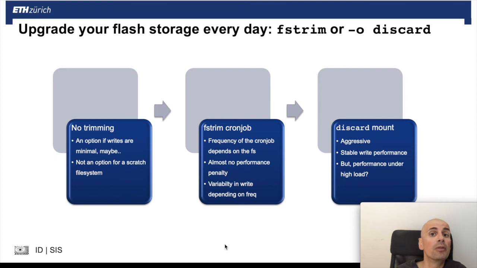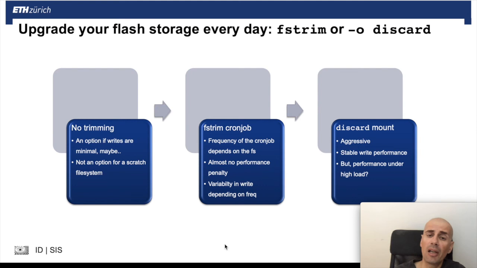Because not trimming your file system, I guess it might be an option, but only in case you are using your devices for reads. As soon as you are doing a lot of writes, or as long as there's a lot of turnover on your file system, the write amplification effect will kick in. It's unavoidable. In the case of a scratch file system, no trimming, as we have seen, is just throwing away lots of IOPS. So we have decided to run fstrim from a cron job, whose frequency depends a lot. Right now we are doing this 3 to 4 times a day.